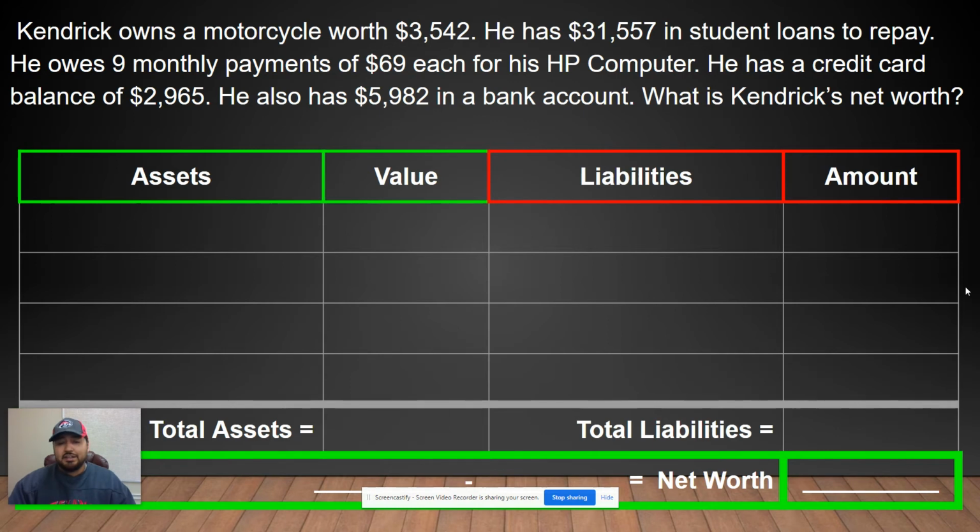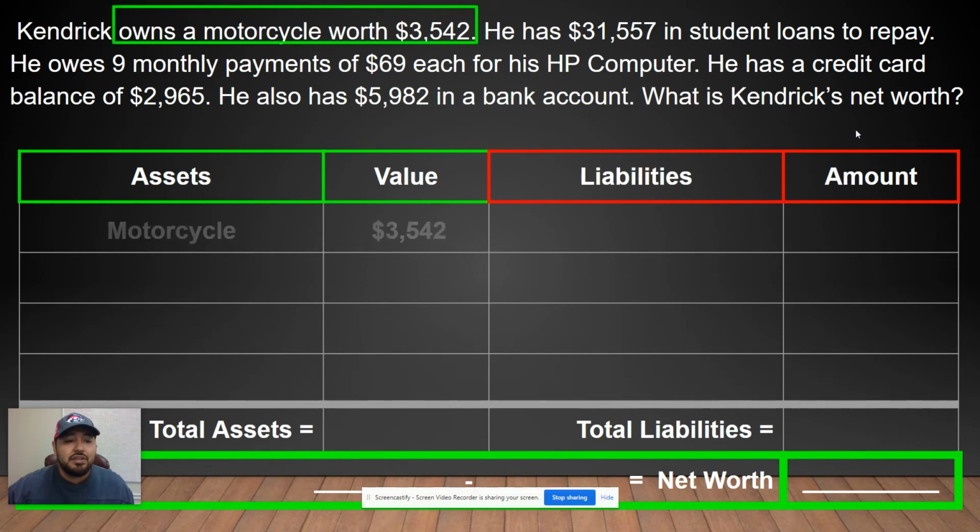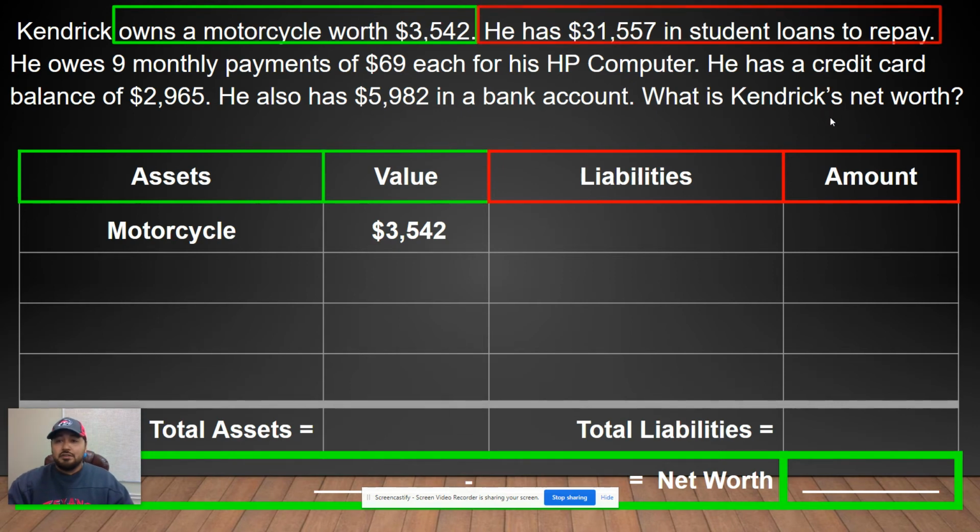So let's go ahead and get kicking on this, one piece of information at a time. Kendrick owns a motorcycle worth $3,542. Well, he owns it. That's an asset. An asset is something that you own. So that's going to go into the asset column. He has $31,557 in student loans. That is going to be a liability, so that's going to go in the liability column.